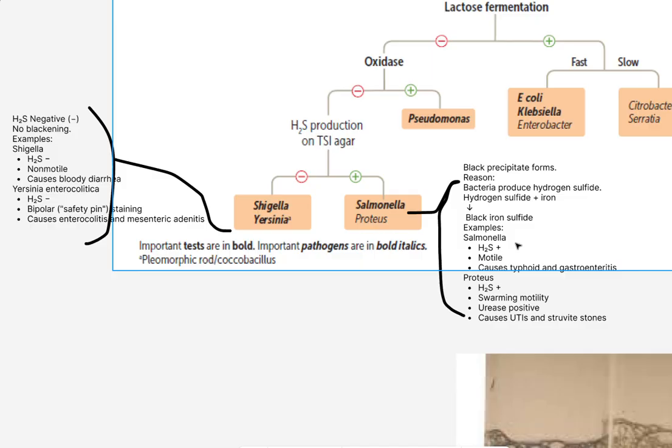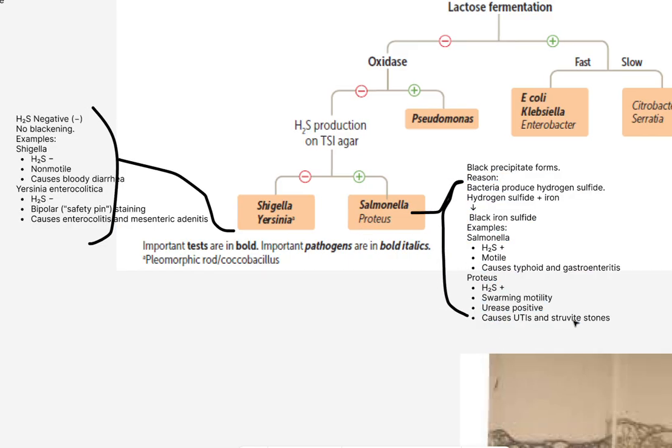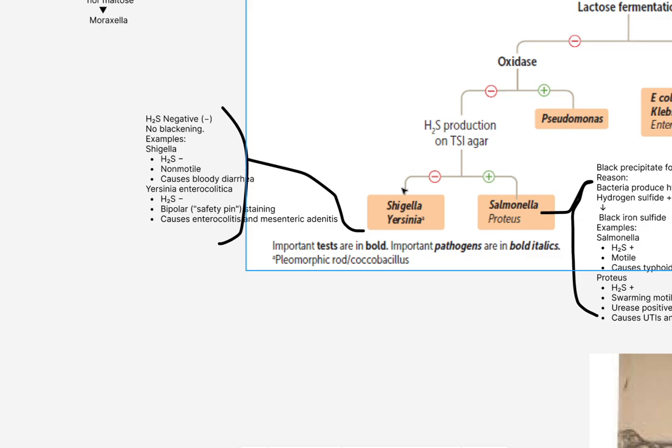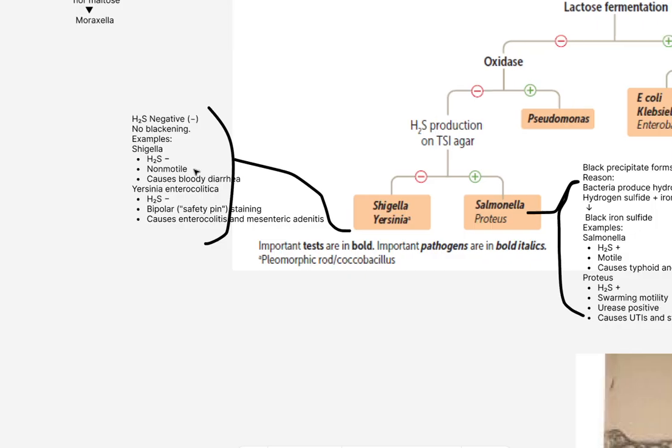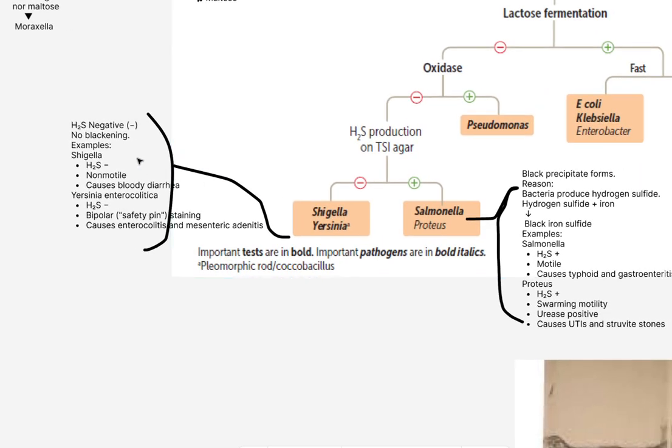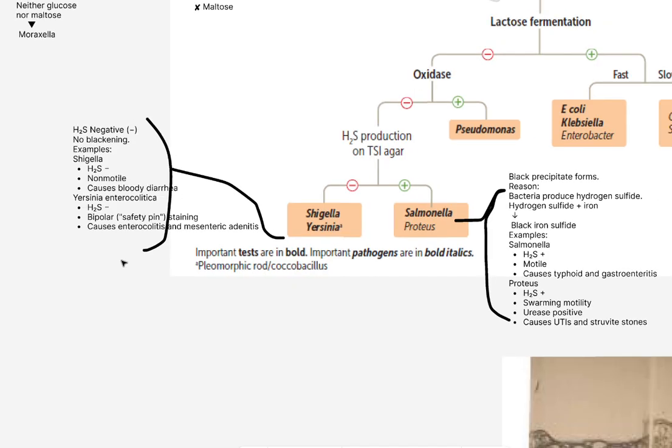Salmonella and Proteus are both motile, and Salmonella causes your typhoid and gastroenteritis, and Proteus causes your UTIs and Struvite stones. On the other hand, the negative H2S production on TSI agar was basically Shigella and Yersinia. Because Shigella is non-motile, it does not produce the hydrogen sulfide, which can react with iron to give you black colonies, and hence it does not produce the H2S. Also, Yersinia enterocolitica, it's H2S negative. It looks like a bipolar safety pin staining. It causes enterocolitis and mesenteric adenitis, which is also known as pseudoappendicitis. I'll show it to you, right?